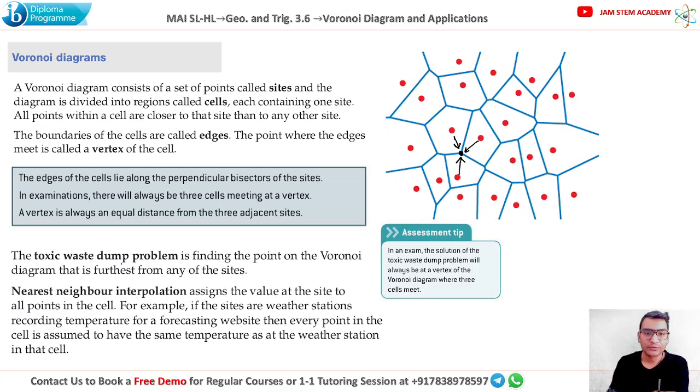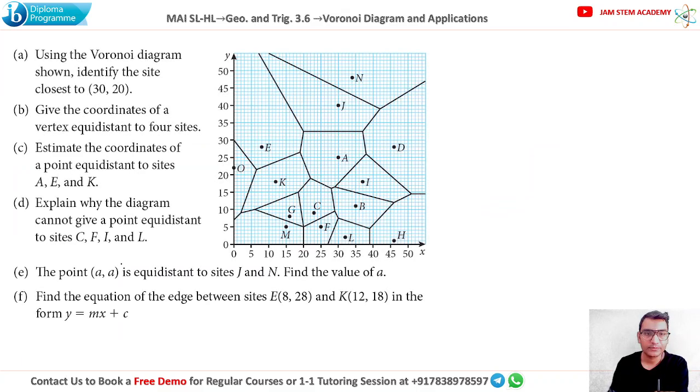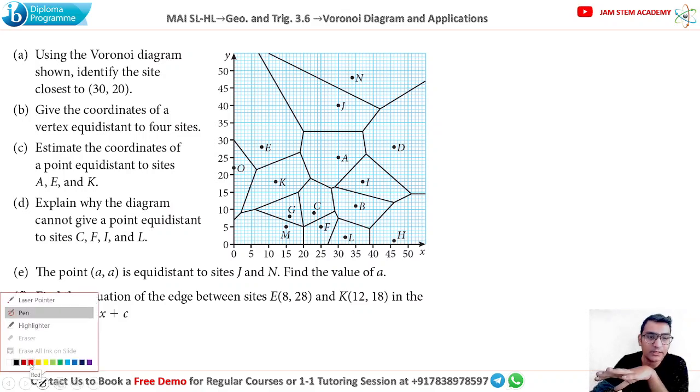Let's move to the next, which is this question. It says: in the Voronoi diagram given here, find the site which is closest to (30, 20). So you are looking at these sites A, B, C, D, E, F, G, and you have to look for the site which is closest to that point.